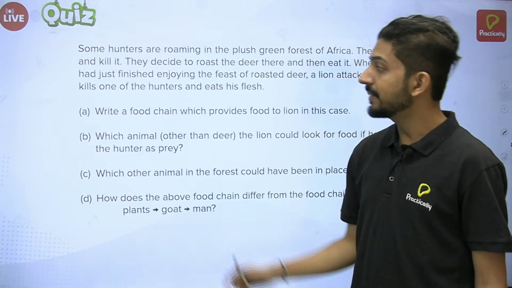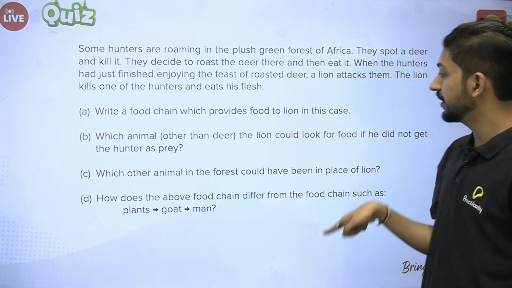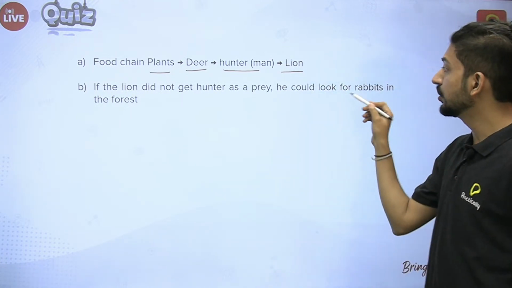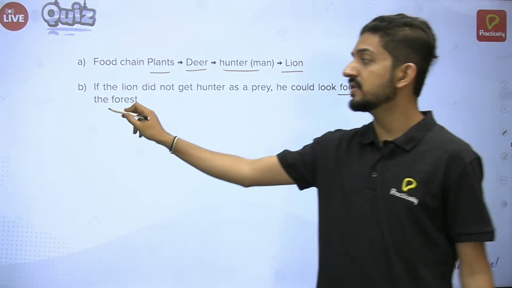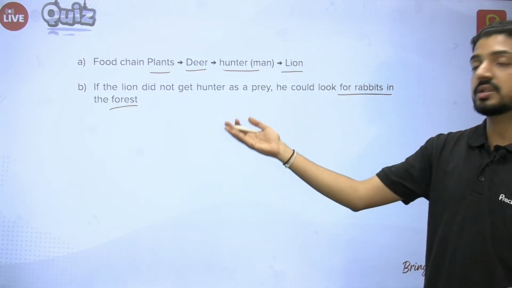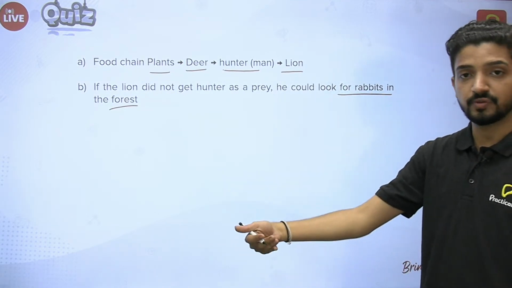Then the second part of the question was: which animal other than deer could the lion look for food if he did not get the hunter as prey? So the lion could look for rabbits in the forest, which are another type of herbivore. So lions eat mostly herbivores, since the lion is a secondary consumer, tertiary consumer over here.